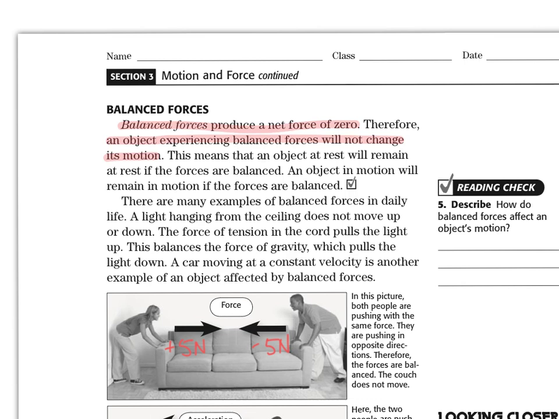Does it say it goes to rest? No. It says the object will not change its motion. In the example of the couch, it stays at rest because it was at rest to begin with. But if you have an object that has no change in its motion, it's because it's not experiencing any kind of overall added force. It stays balanced. This means that an object at rest will remain at rest. An object in motion will remain in motion if the forces are balanced. No change.